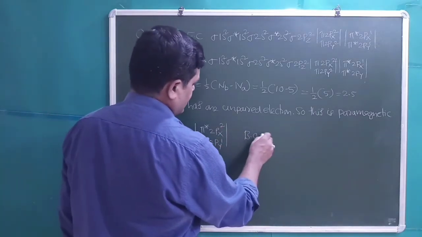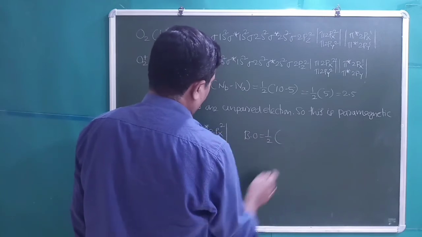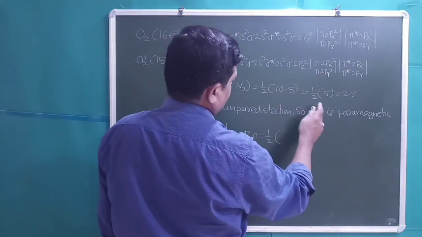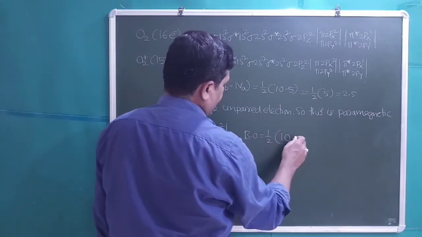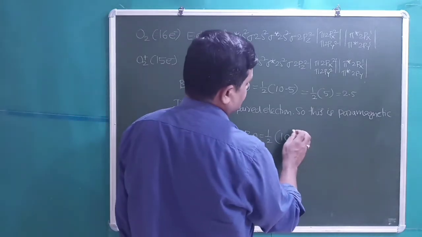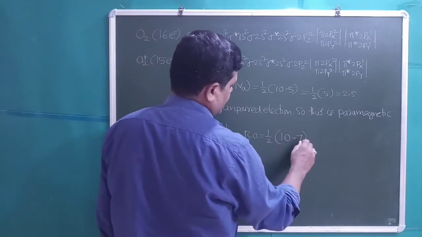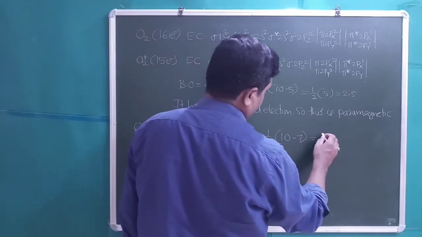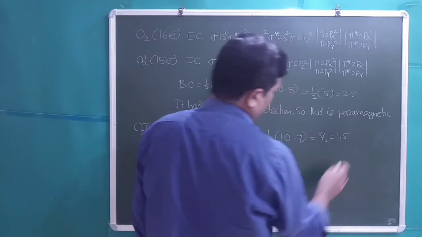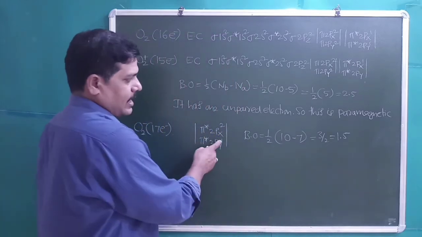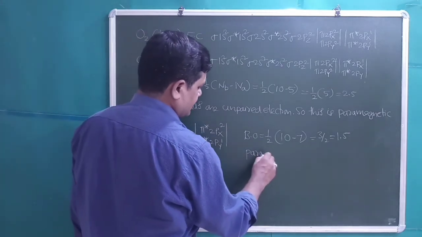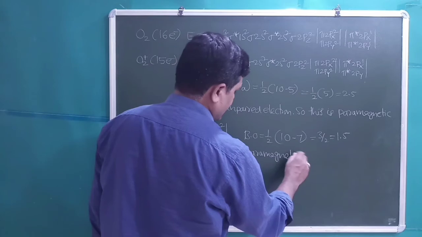Bond order is equal to half into the number of electrons present in the bonding molecular orbitals minus those in the anti-bonding orbitals. It is the same as O2, so it has 10 electrons in bonding. And the extra electron is added into the anti-bonding molecular orbitals, so 7 electrons are present. So 10 minus 7 is 3, 3 by 2 is equal to 1.5. Bond order is 1.5. And it has one unpaired electron, so it is paramagnetic in nature.